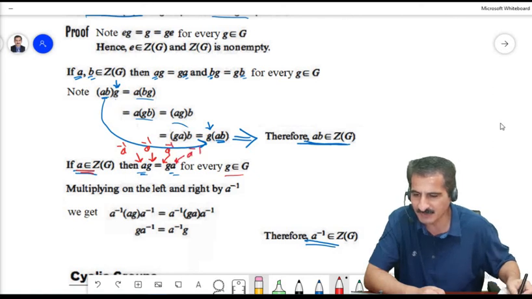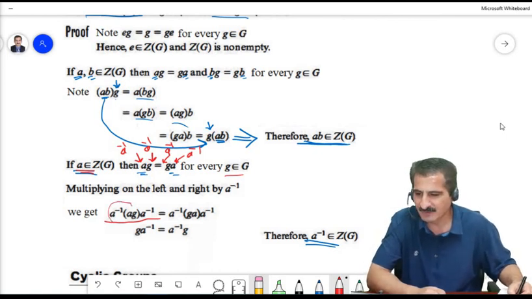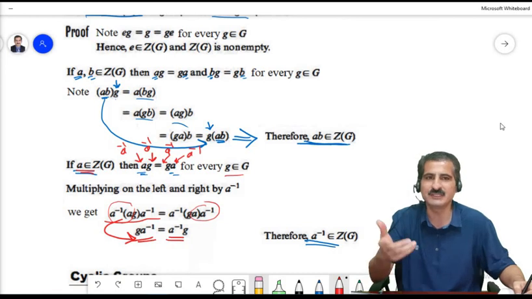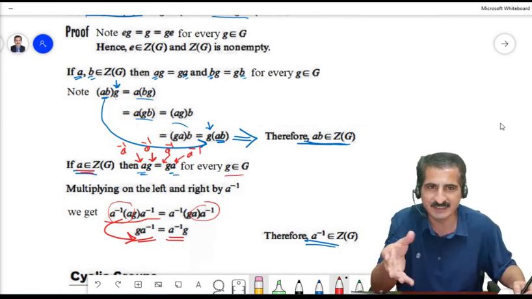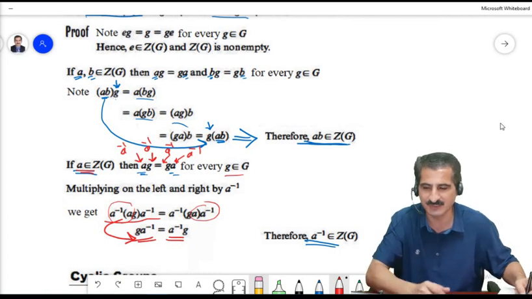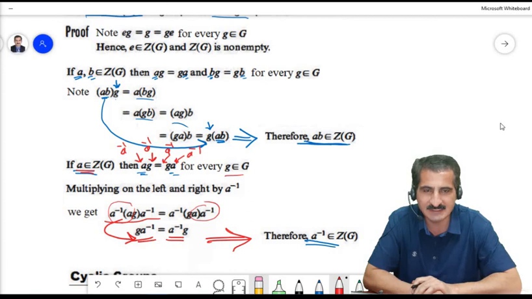So we get all this. Now use associativity. This and this will go to identity. And then we will be left with that. So this side will come here. This thing will go to the identity, and then we will be left with that. So g A inverse is the same as A inverse g. And small g is any element in the group. So A inverse commutes with any element in the group. So A inverse is in the center.